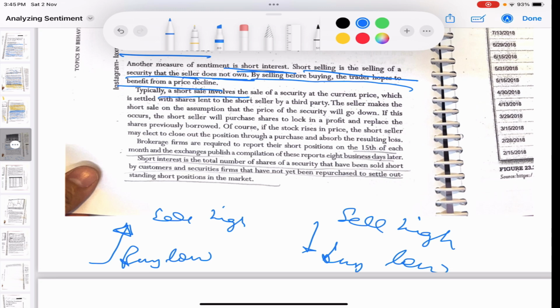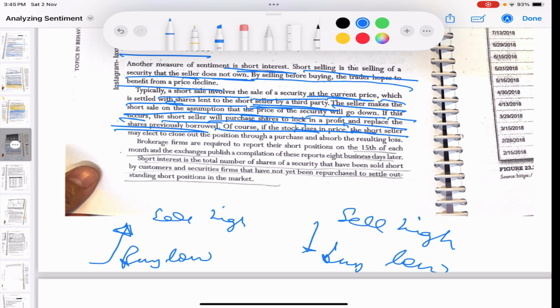Typically, a short sale involves the sale of a security at the current price, which is settled with shares lent to the short seller by a third party. The third party can be a broker or anybody. The seller makes the short sale on the assumption that the price of the security will go down. If this occurs, the short seller will purchase shares to lock in a profit and replace the shares previously borrowed. Of course, if the stock rises in price, the short seller may elect to close out the position through purchase and absorb the resulting loss.